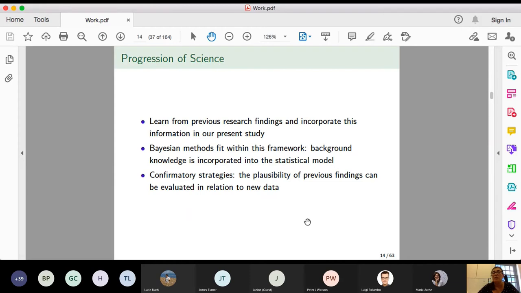Sometimes the results can be in accordance with the previous results, or even strengthen the previous results. Sometimes they will be opposite or different to the previous results. But I believe this is science.